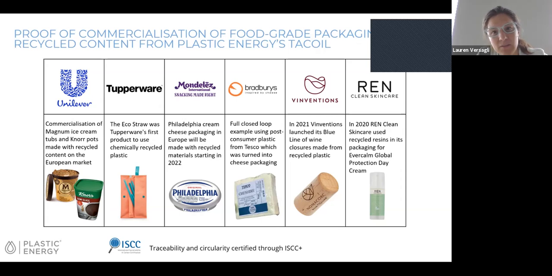The next example is really cool. That's actually a full closed loop example. A lot of the films and bags that were returned to the Tesco supermarkets in the UK were sent to us for conversion to oil. We sent the oil to Sabic for conversion to pellets, and Sealed Air made it back into film, and then Bradbury's cheese used that material and it was sold again into Tesco stores. So that was a great example of really closing the loop.